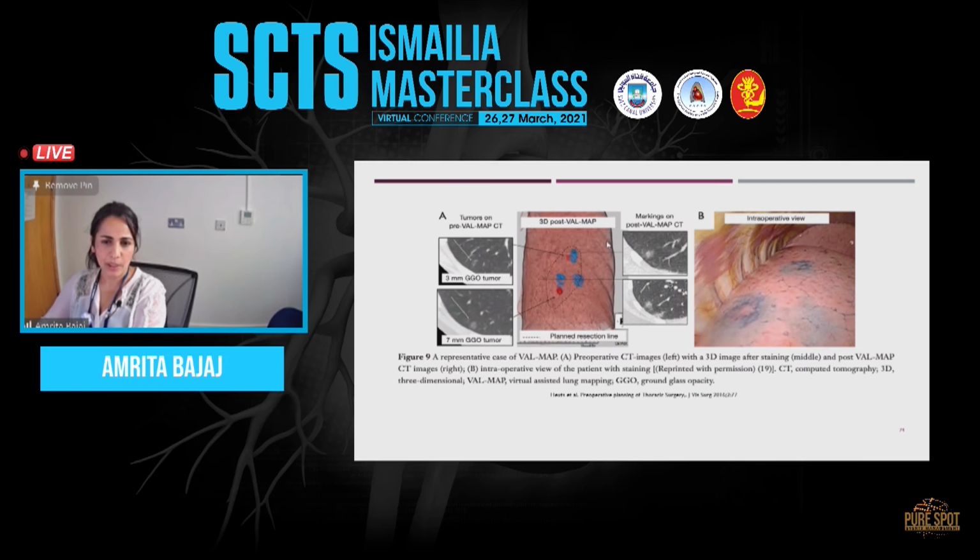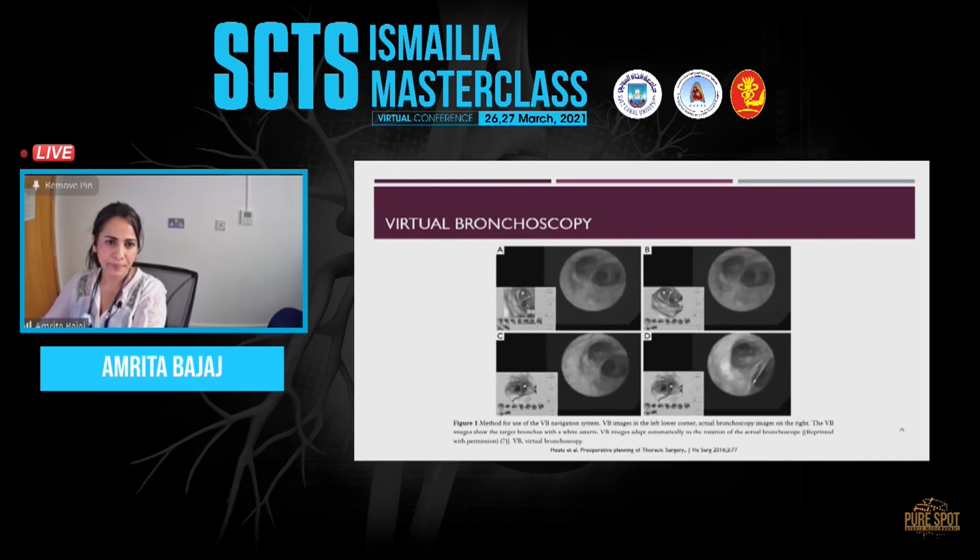I couldn't get some of our local images, so I have taken this one from elsewhere. As you can see, that's the lesion that needed to be marked. That's what it looks like superficially, and that's what the intraoperative view is. You just see the blobs out there which assist in surgery.